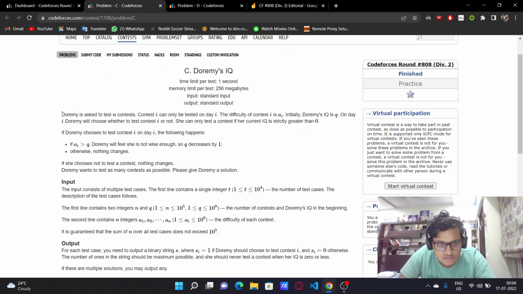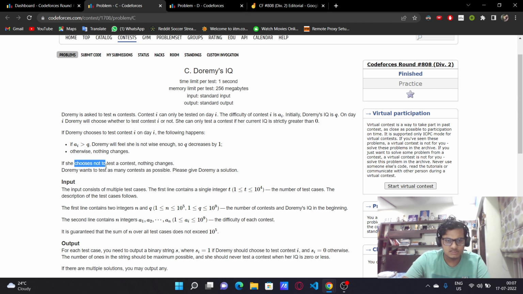So in this problem, there's a girl named Doremy, and she has to test n contests, and she can test contest I only on day I, and the difficulty is AI, and her IQ is Q. So she'll decide whether she wants to test her contest or not. If the difficulty of the contest is higher than her IQ, then she feels that she isn't wise enough and her IQ decreases. Otherwise, nothing happens. Like basically, she can attempt a contest having difficulty equal to her IQ, and her IQ will remain constant, or even lesser than her IQ, and it will remain constant.